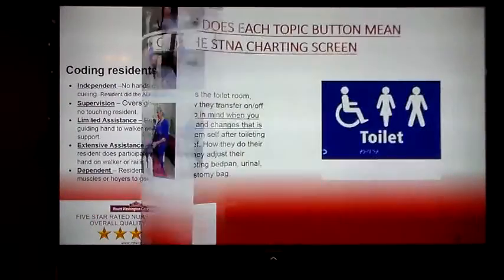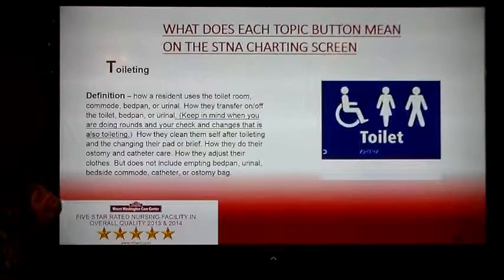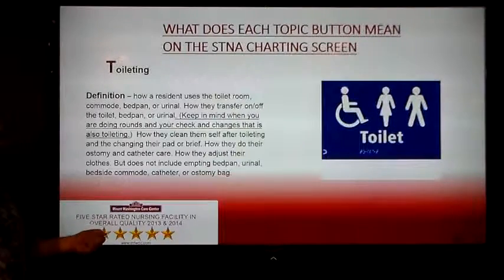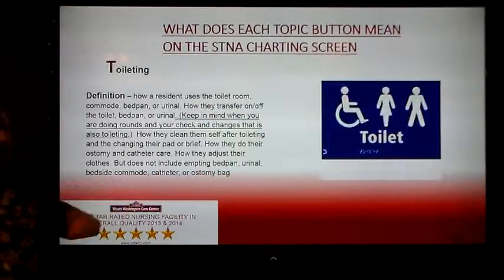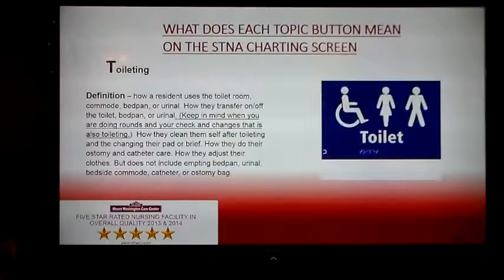Toileting. How a resident uses the toilet room, commode, bedpan, urinal, how they transfer on and off the toilet, bedpan, or urinal. Keep in mind, when you are doing rounds and you're checking and changing your resident, that is toileting. It includes how they clean themselves after toileting and changing their pad or brief, how they do their ostomy or catheter care, how they adjust their clothes, but does not include emptying their bedpan, urinal, bedside commode, catheter, or ostomy bag. That is considered part of output.